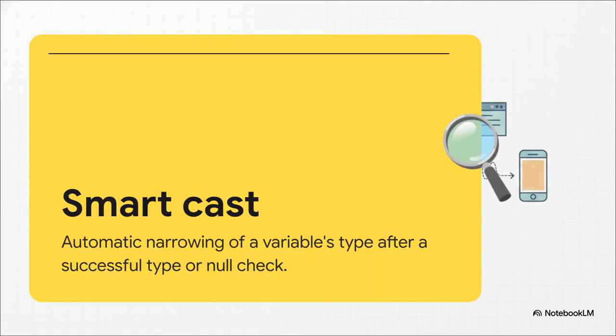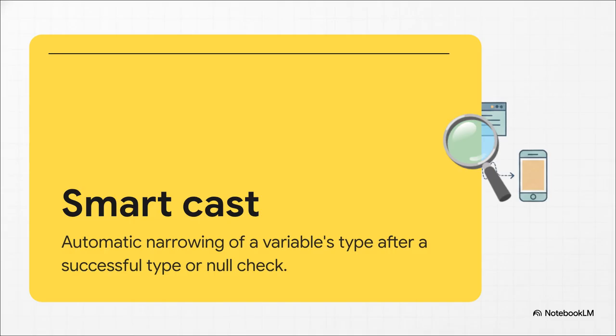Now, let's look at a literal language superpower, the smart cast. In older languages, checking a type means you still have to manually cast it on the very next line, right? It's redundant, it's noisy. Well, Kotlin's compiler is smarter. Once you verify an object is of a particular type, or maybe just verify that it isn't null, the compiler essentially locks that knowledge in. It automatically narrows the variable's type for the rest of that scope.